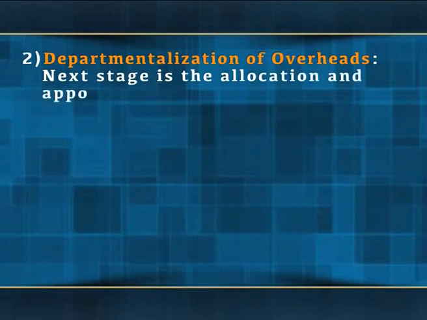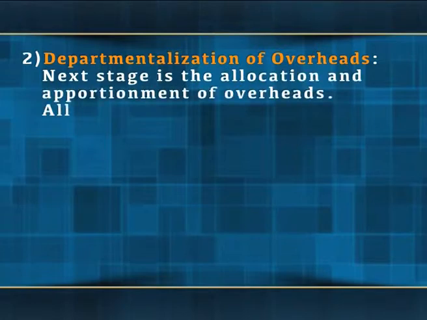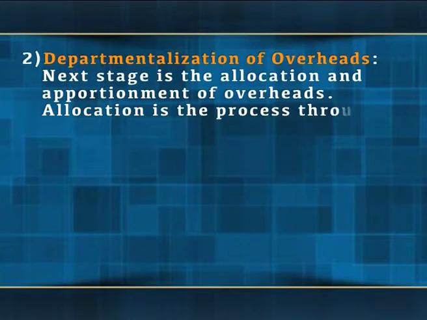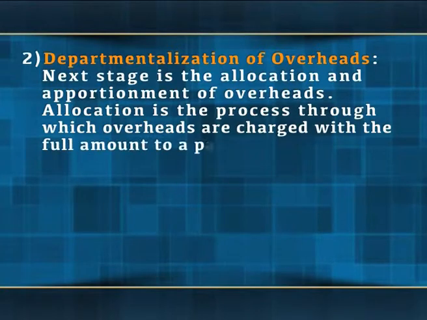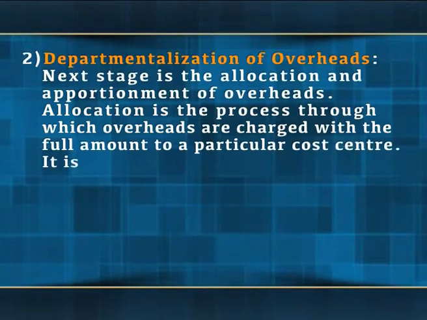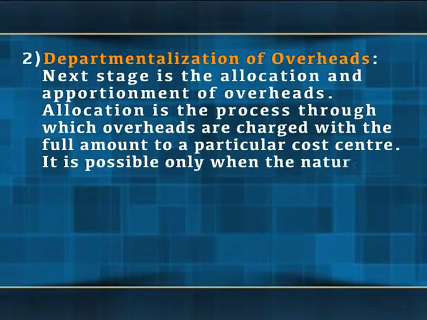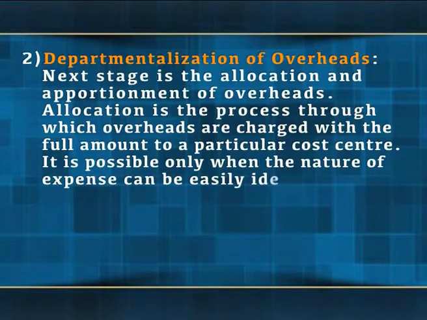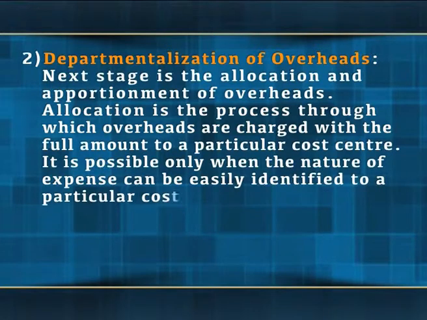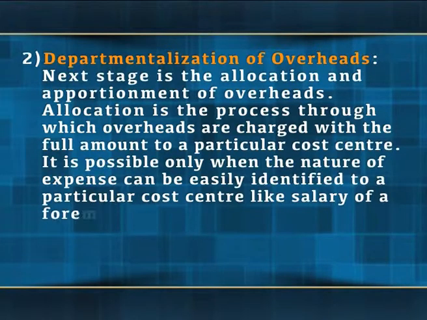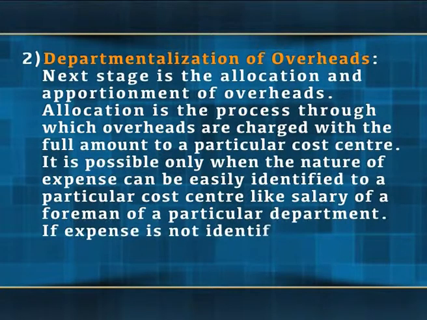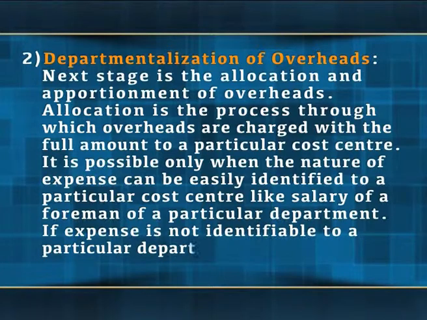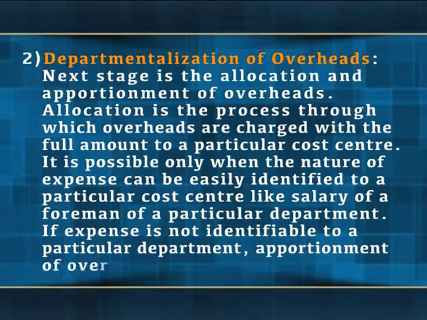Number 2, departmentalization of overheads. The next stage is the allocation and apportionment of overheads. Allocation is the process through which overheads are charged with the full amount to a particular cost center. It is possible only when the nature of expense can be easily identified to a particular cost center, like the salary of a foreman of a particular department. If the expense is not identifiable to a particular department, apportionment of overhead is done.